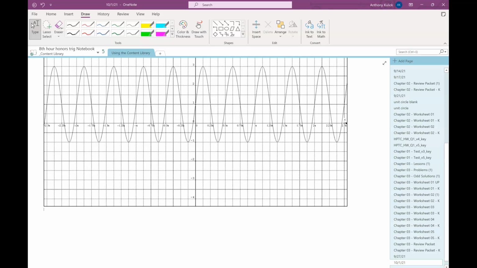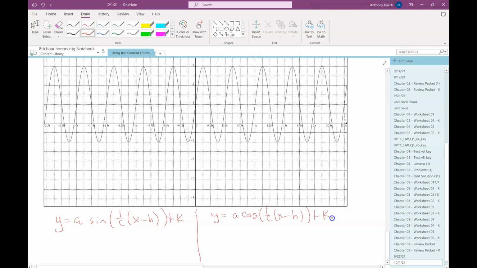And for a graph situation, it doesn't matter whether you use a sine equation or a cosine equation. We're going to solve this both ways. Is that okay? So we're going to do both. Okay. So for me to get a correct answer here, basically I just need to figure out values for A, C, H, and K that would generate this graph. Everybody's cool with that?